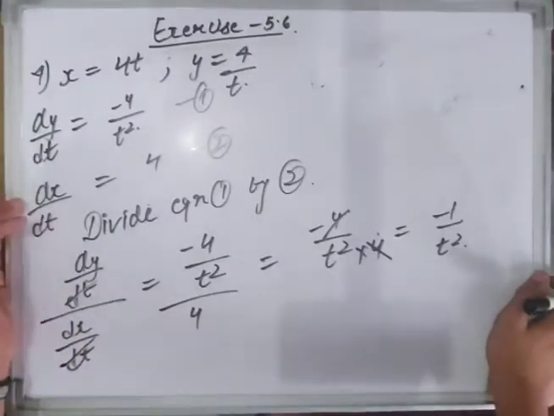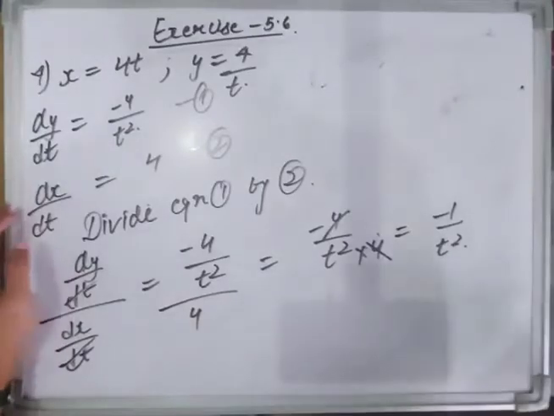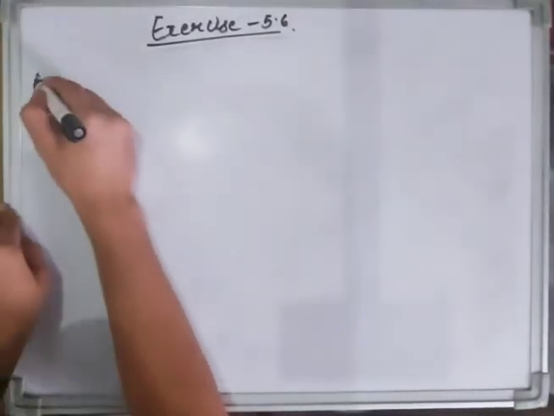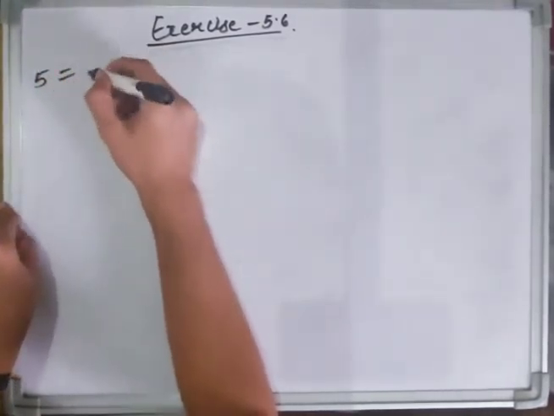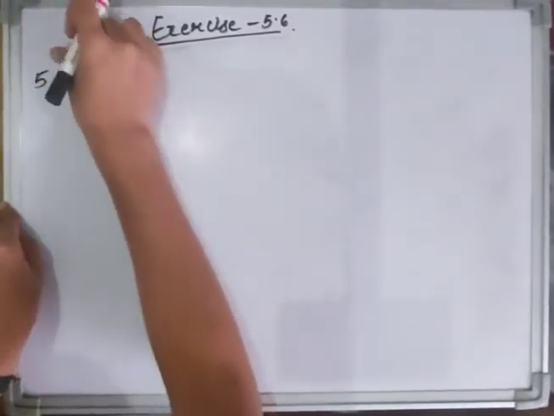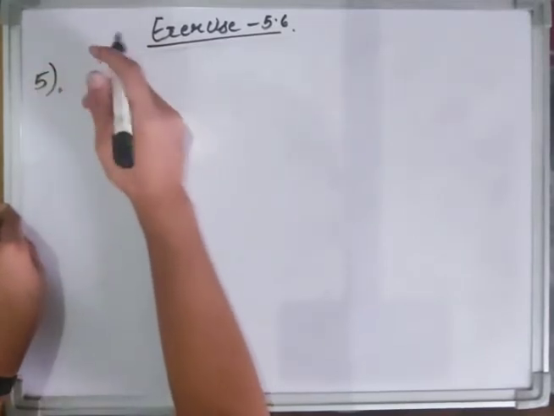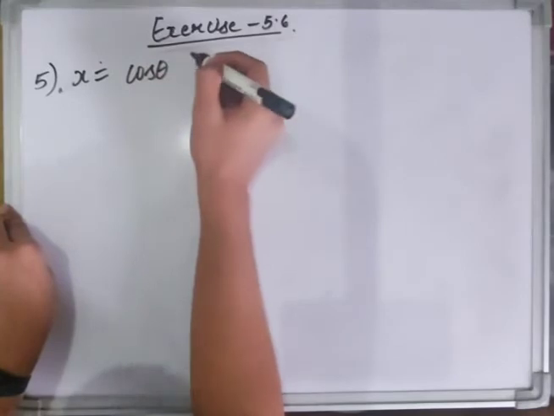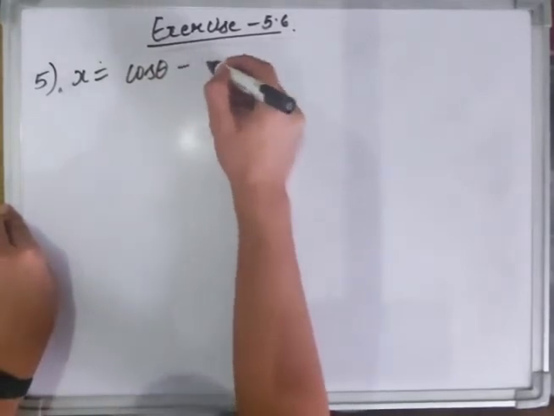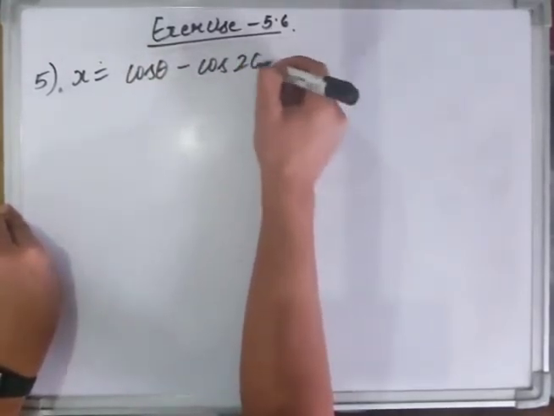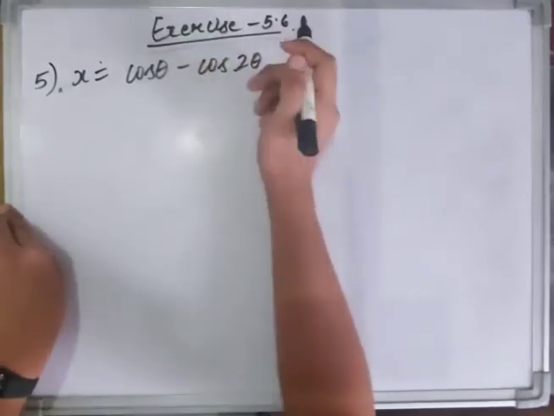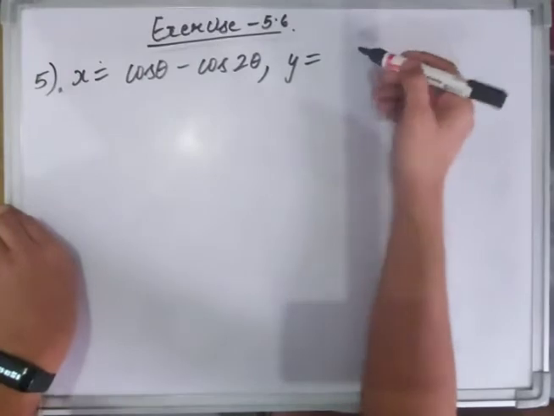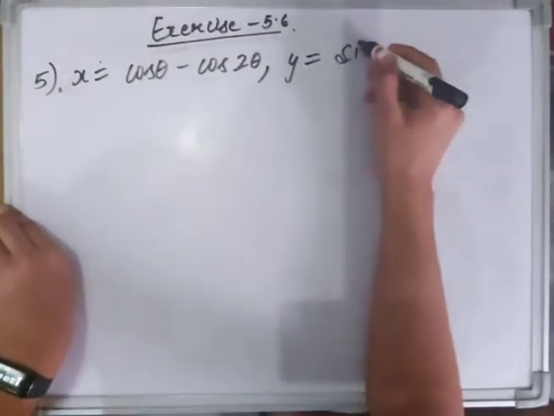Now let's move to our fifth question, but before that, pause the video to note it down. Now the fifth question is: x equals cos theta minus cos 2 theta, and y equals sin theta minus sin 2 theta.